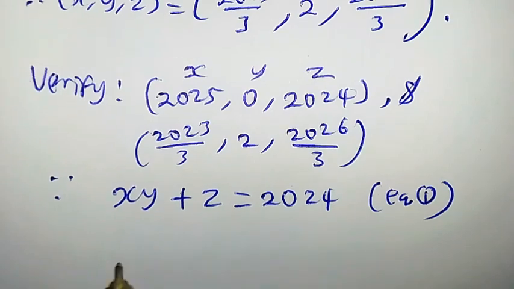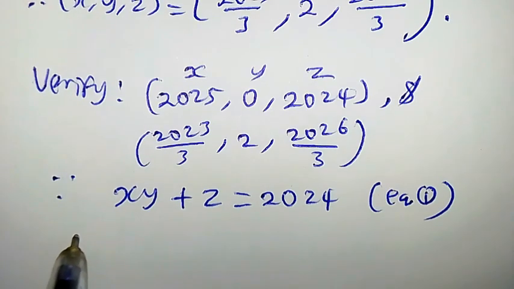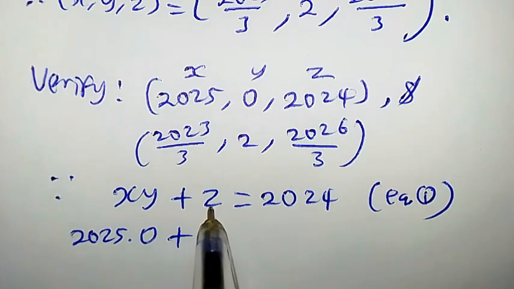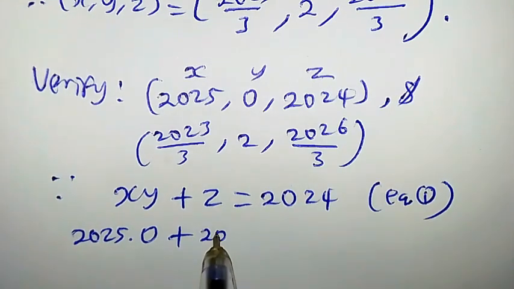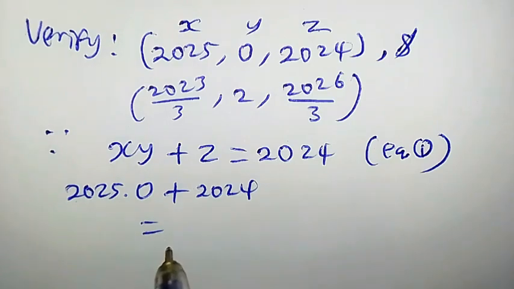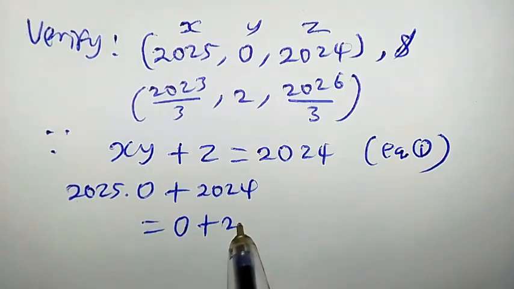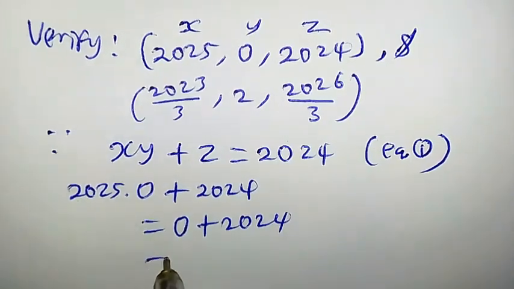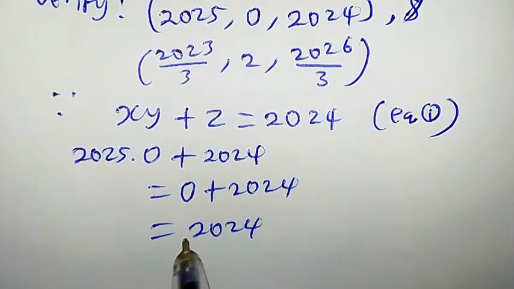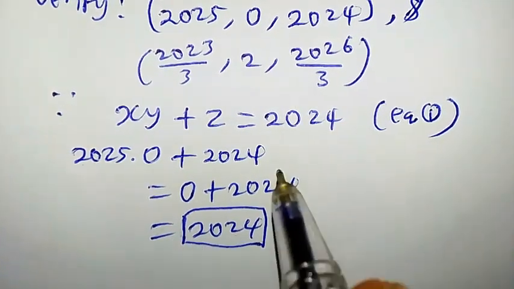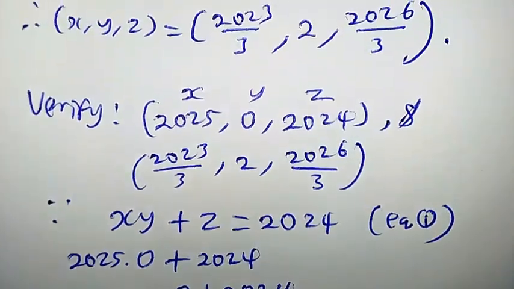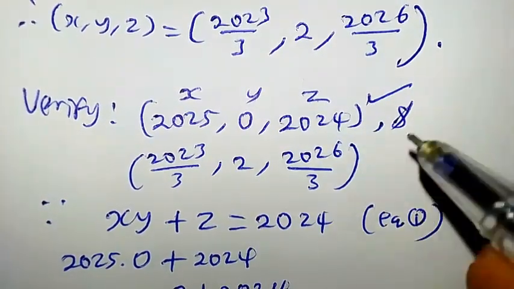Plugging it into the left hand side, we have 2025 times 0 plus z, that is 2024. This equals 2025 times 0, that is 0, plus 2024. This equals 0 plus 2024, that is 2024. This is exactly what we have on the right hand side of this equation. This indicates that the first solution is correct.